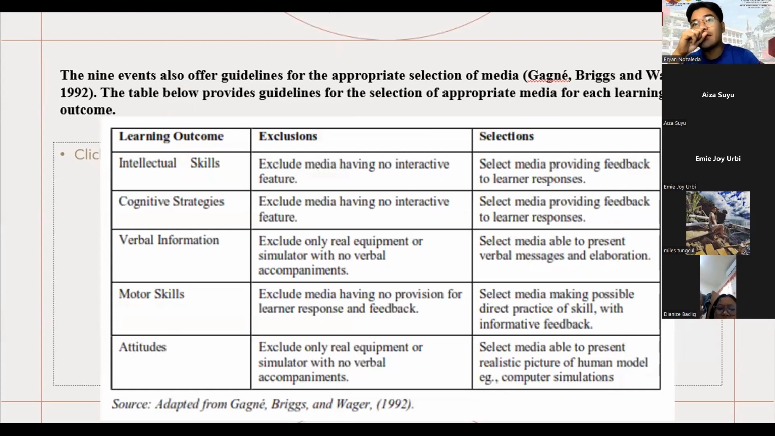So, in the 9 events of instruction by Gagne, meron siyang provided na guidelines in the selection of appropriate media. Okay, yung mga instructional material na gagamitin nyo, Gagne provided a guide on what to use as an instructional media. So, if your learning outcome is on intellectual skills, huwag kang gagamit ng mga material na hindi interactive. Dapat nagbibigay ng feedback yung material na yun sa kanila if you want to develop intellectual skills of learners.